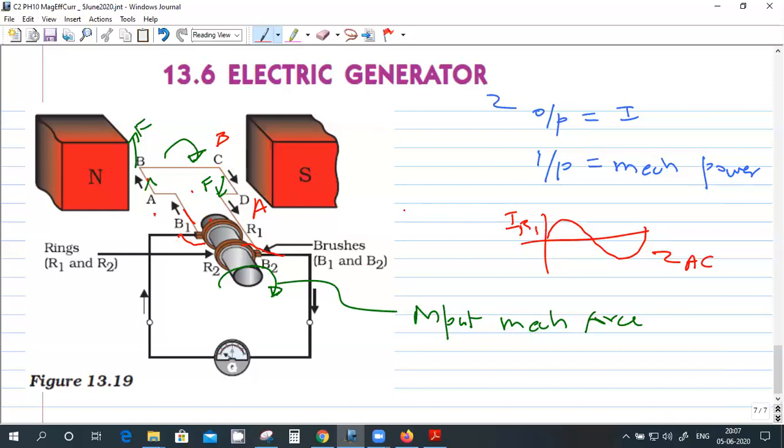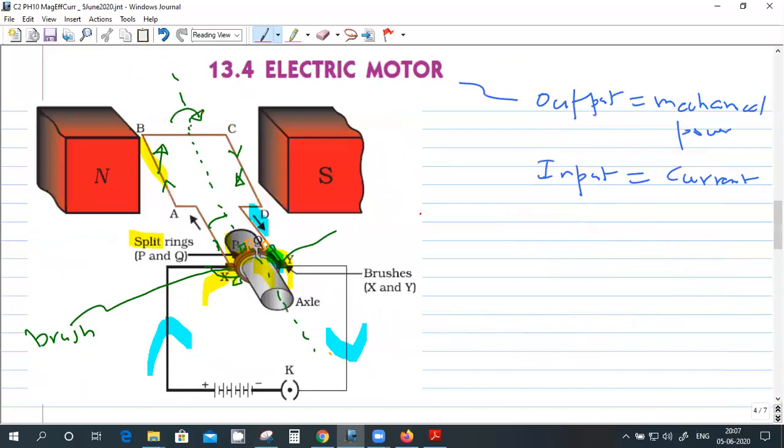Okay, let me connect this wire to the brush and this thing to this part. That makes sense. Because anyway, the middle axle has to rotate. Even in this one, the middle axle has to rotate. So I think what is given in the book is correct. Explanation is not there. So the brush is stationary.